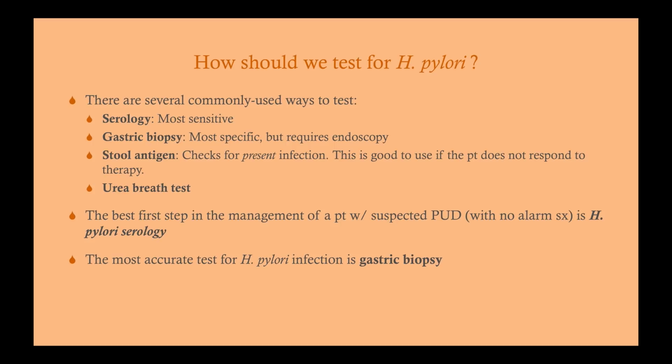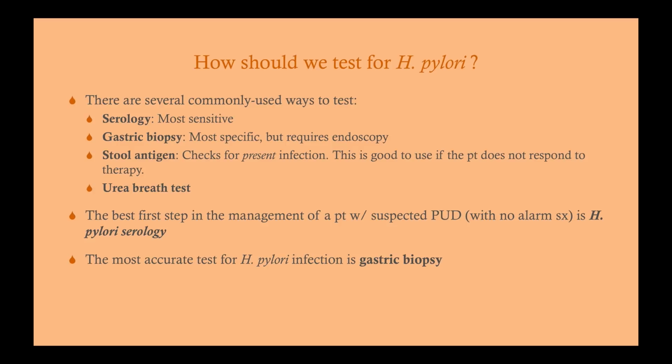So remember that one of the very first things that we are going to do is test for H. pylori. This will almost always be part of your workup when you suspect an ulcer. There are several commonly used ways to test. Serology is going to be the most sensitive. Now, if a patient has an infection with H. pylori, they will always test positive on serology because you have an infection, you mount an immune response, so you'll have a positive serology. And it will always be positive even after you treat these patients. So this is the most sensitive test to diagnose H. pylori.